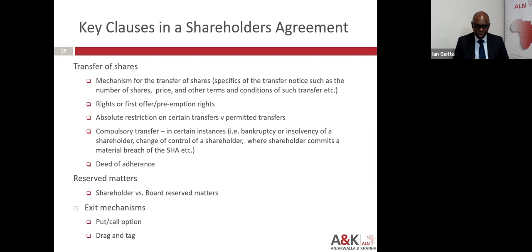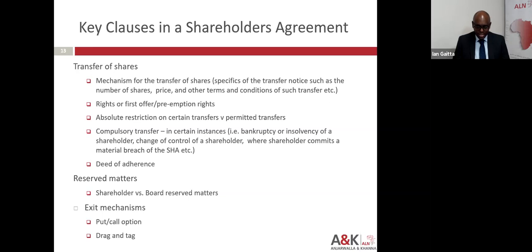So that then you're not in a scenario where some of the shareholders are bound by the shareholders agreement, but an incoming shareholder is not bound by the shareholders agreement. So again, a deed of adherence is a common tool that parties will see and insist upon being executed by the incoming shareholder in order to bind them to the shareholders agreement.